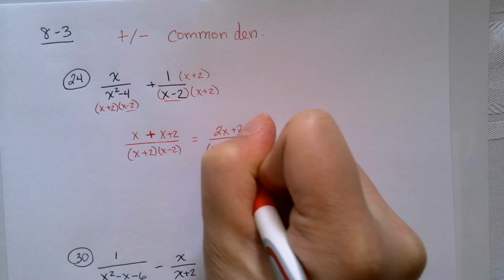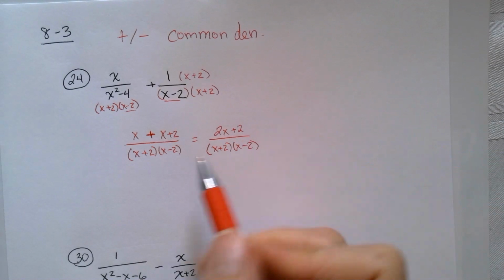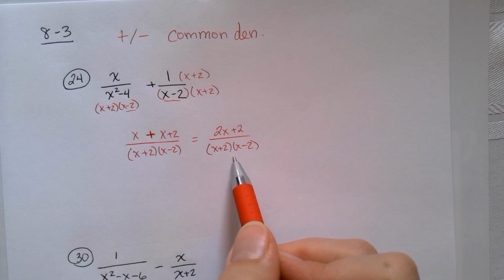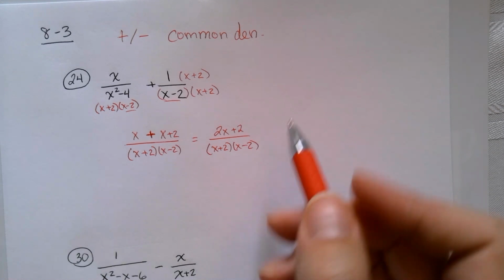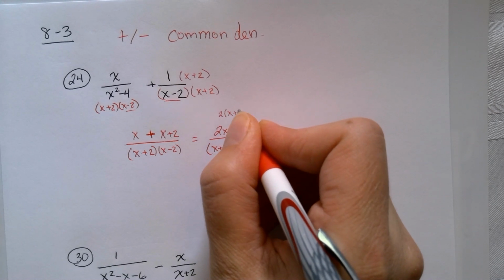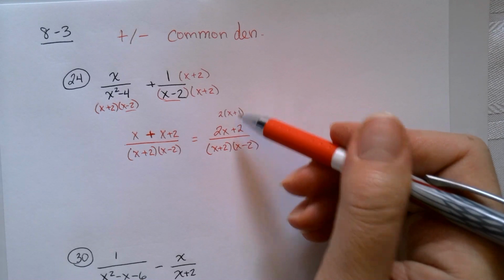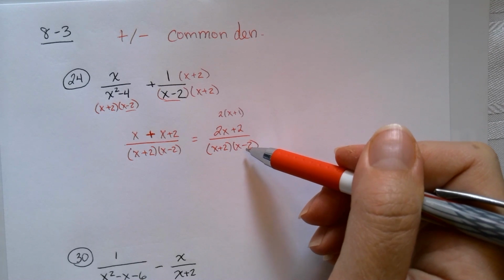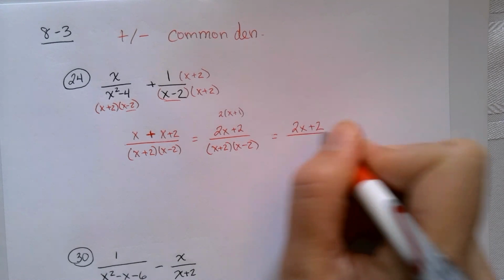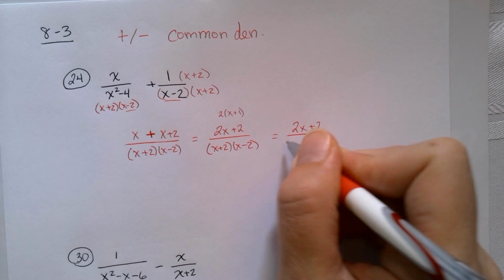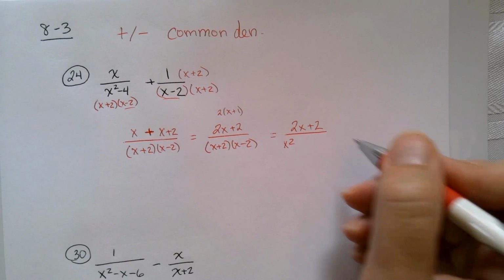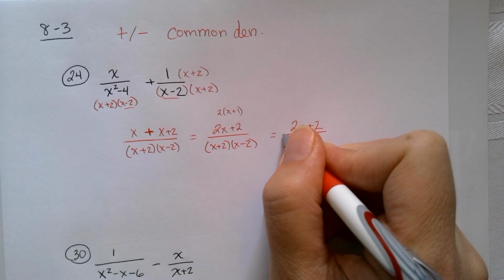Some of you might already be looking ahead. This is what I get on the top, and on the bottom, this is how it is. So if I factor it, this would factor as a 2 and then an x plus 1. That does not have anything that cancels with my denominator, so nothing's going to reduce. So I would leave my top as 2x plus 2, and then I would FOIL the bottom, and you're going to get x squared, negative 2x, positive 2x, so 0x, minus 4. That's that difference of squares.